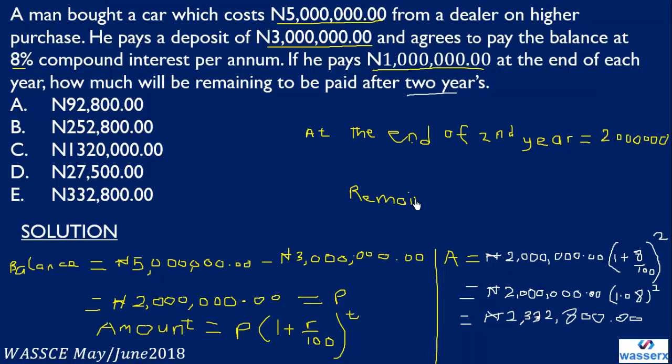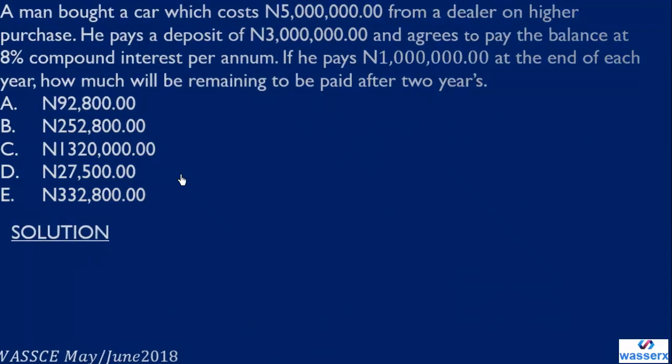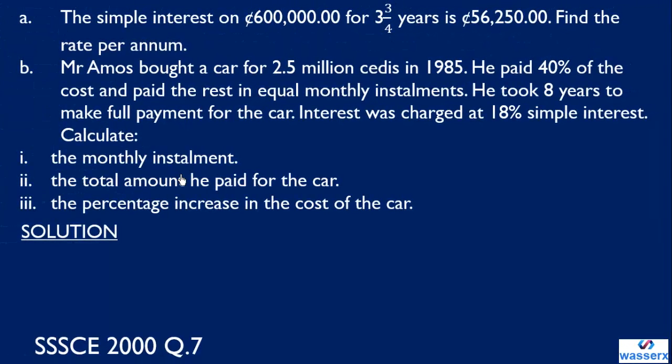So the remaining amount to be paid will be this. We subtract the 2 million from this to obtain 332,800 naira. The correct answer is E.